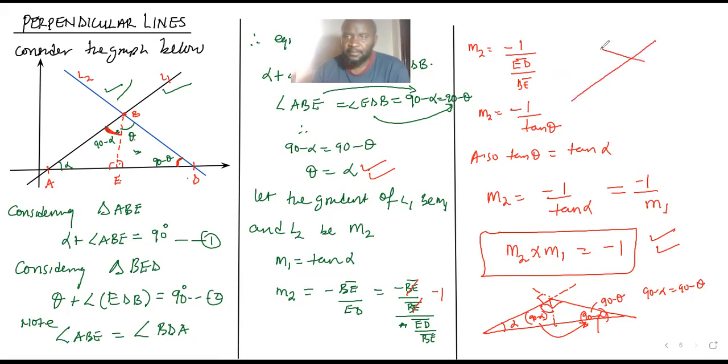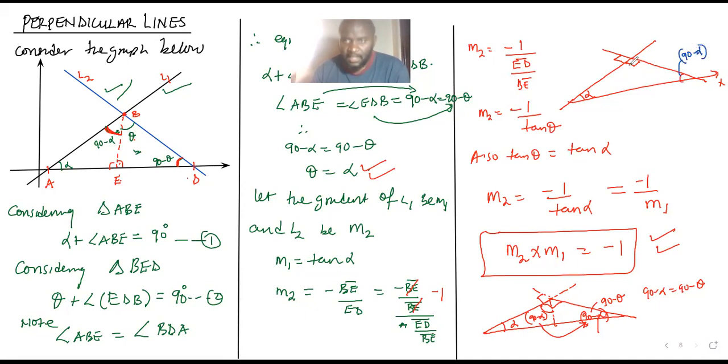Line 1, line 2, x-axis, angle alpha. Do you agree? Let me start with alpha. Do you agree that's alpha? Yes. If they meet at 90, what angle is inside here? 90. Do you agree? Yes. What is the balance of the angle here? Yeah? What angle is here? Isn't it 90 minus alpha?